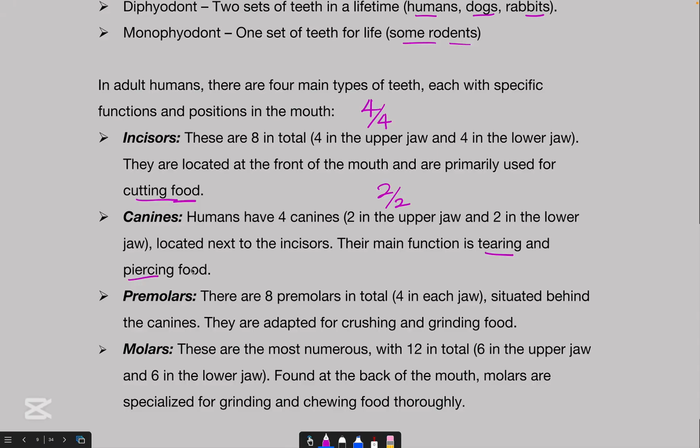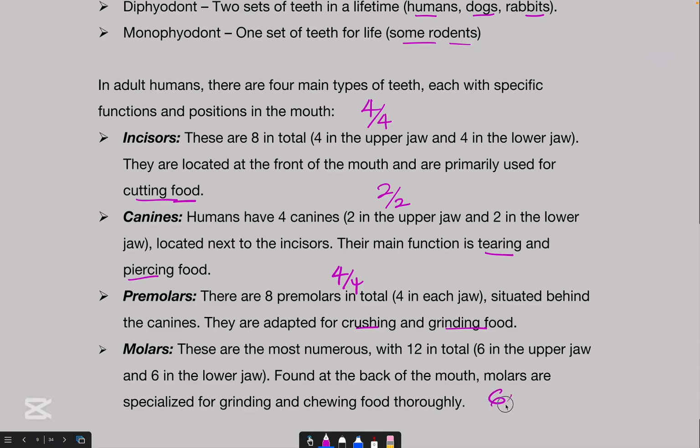Then premolars. There are 8 premolars in total also, 4 on top, 4 down. Situated behind the canines, they are adapted for crushing and grinding. Then the molars, they are the most numerous. There are 12 of them in total, 6 in the upper jaw and 6 in the lower jaw, located at the back of the mouth. Molars are specialized for grinding and chewing food thoroughly.